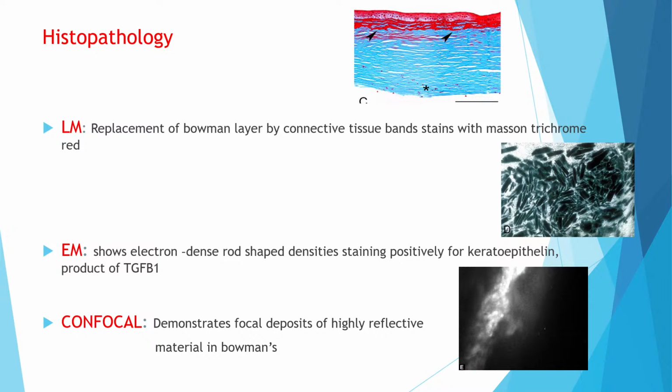On light microscopy, the Bowman's layer is replaced by a connective tissue band which stains red with trichrome. On electron microscopy, rod-shaped densities are seen which stain positively for keratoepithelin, a product of TGFBI. And on confocal microscopy, hyperreflective material is seen in the Bowman's layer.